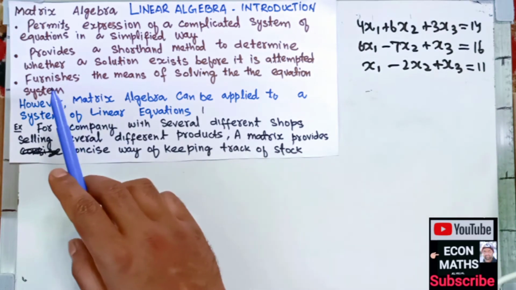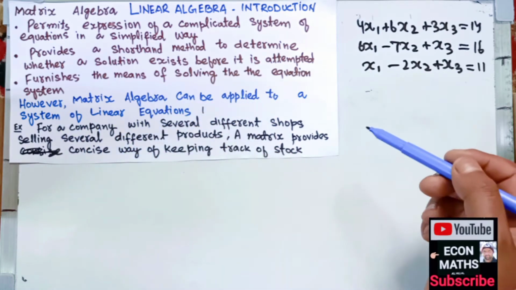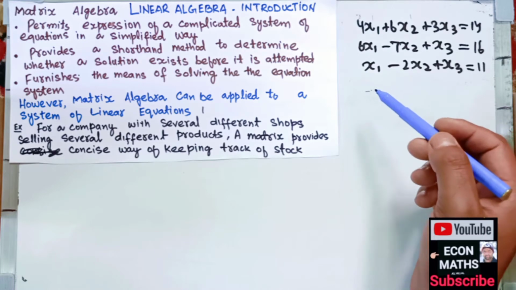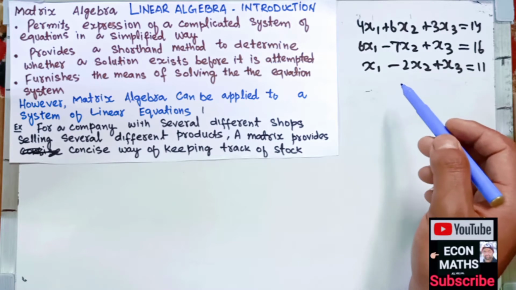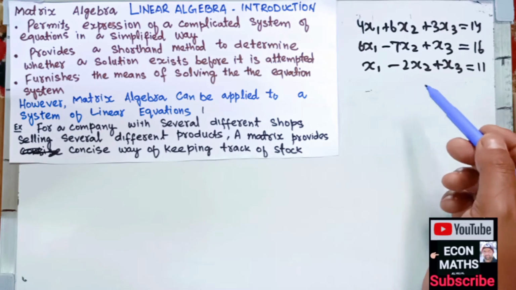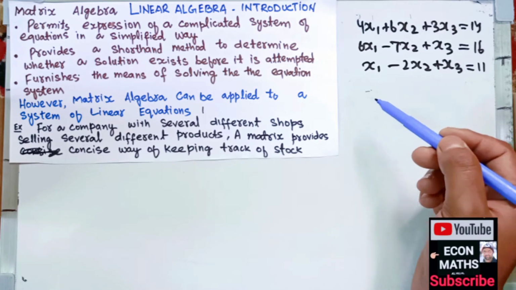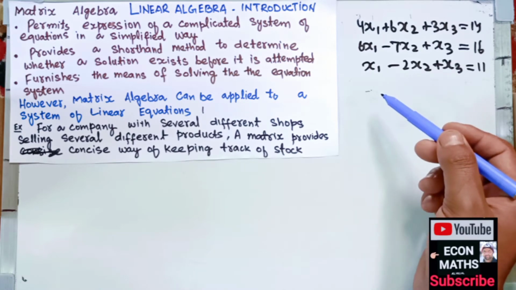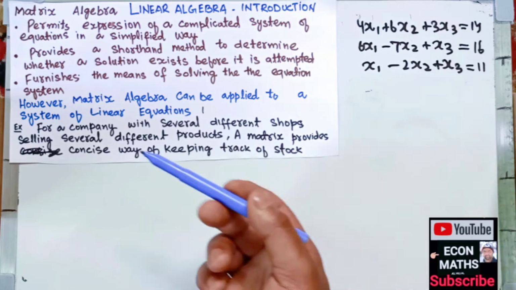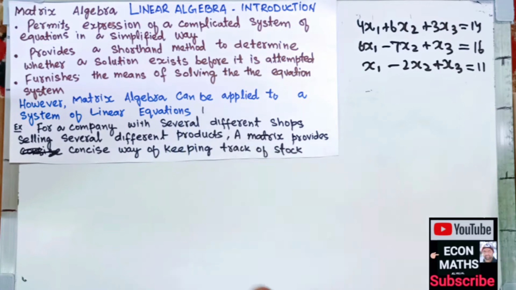Now third one is it furnishes the means of solving the equation system. Now when we find that the system of linear equations has a solution, then it helps us to solve the equation system. That is to say, it helps us to solve the system of equations provided that there exists a solution. Now this matrix algebra can be applied to systems of linear equations only.